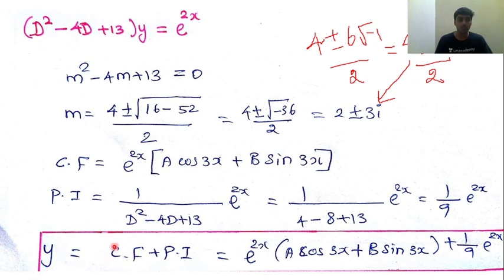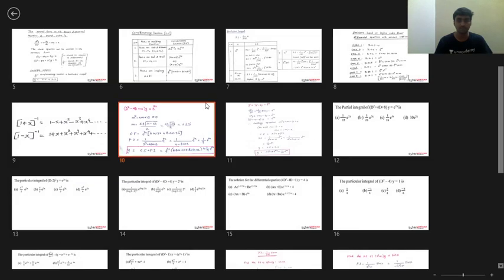y is equal to the complementary function plus the particular integral. Here the complementary function is this solution, plus the particular integral, which is 1 divided by 9 into e power 2x. Then we are moving into the multiple choice questions as per the discussions.